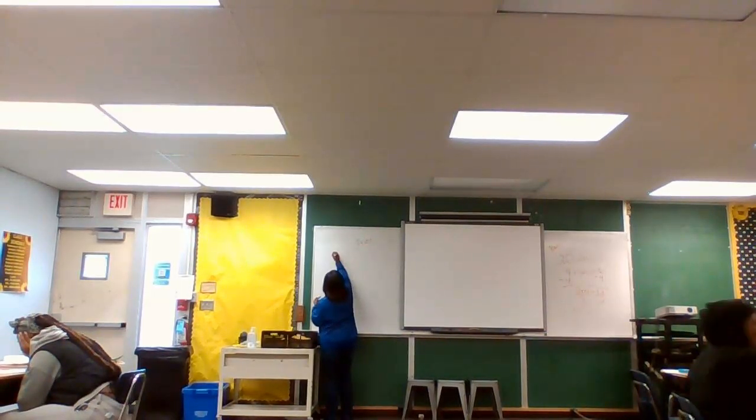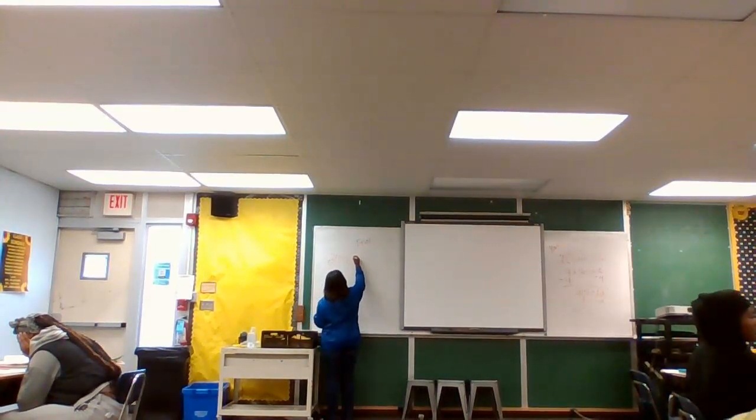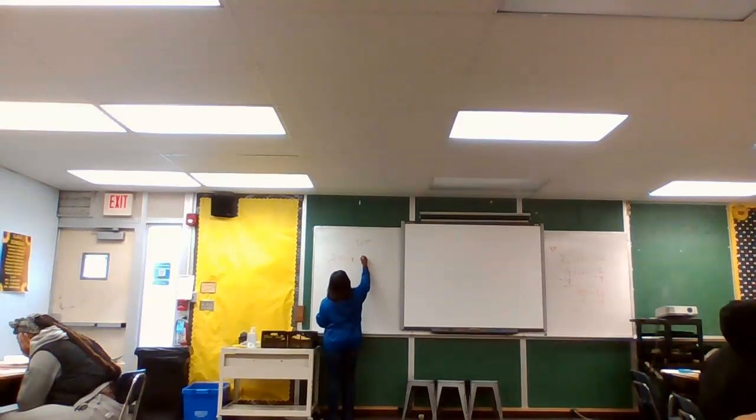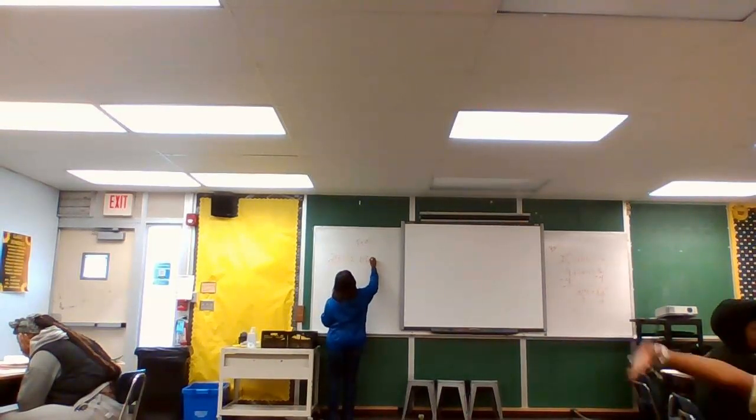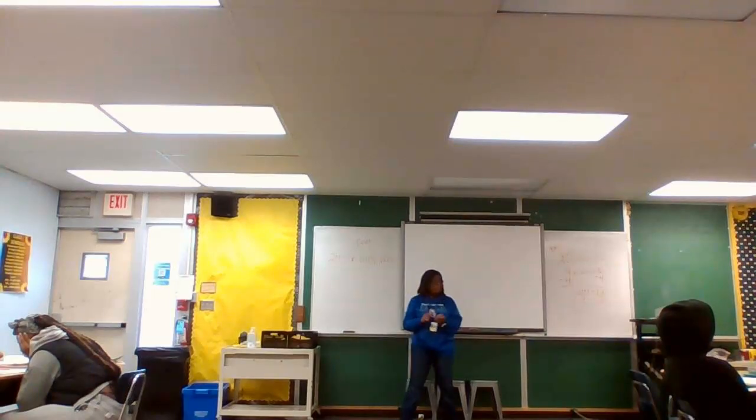So number 1 says 2,000 times what? X minus 0.03, and it's gonna equal 6,000. All right. Does anybody want to do it for me?